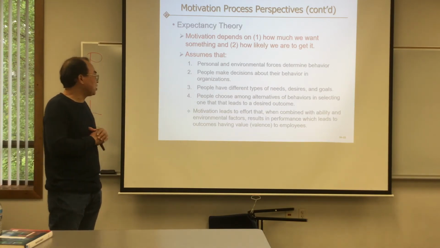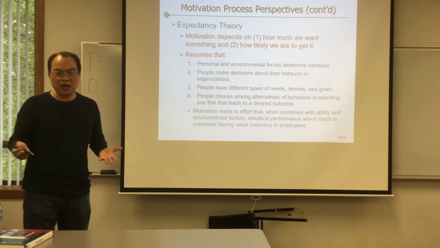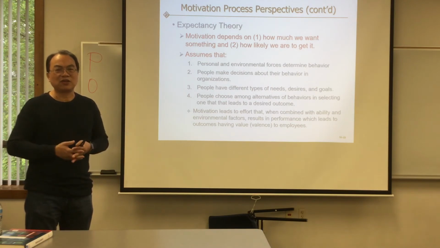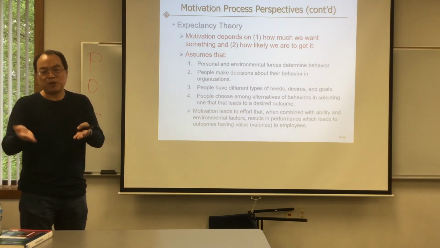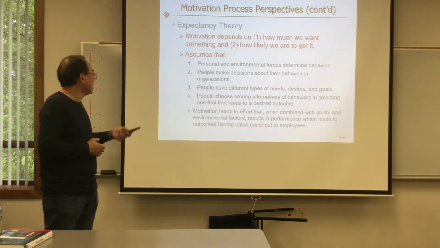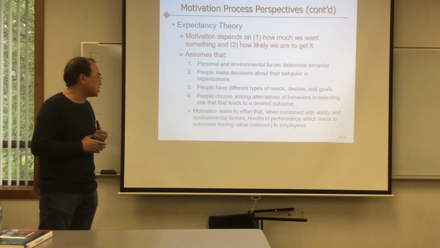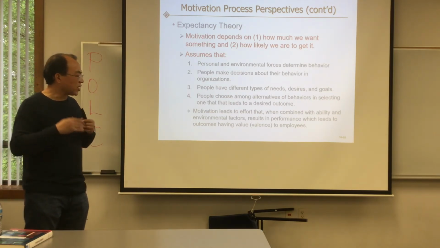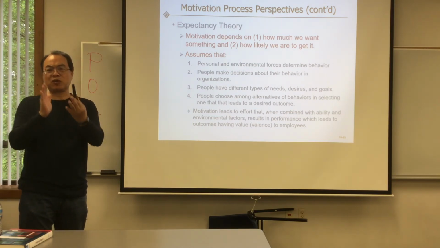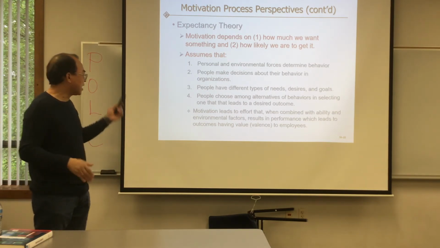But people have different types of needs, desires, and goals, right? Some of you like to have an A, but I know you work like 20 hours a week, and you have like 6 classes total. And then to have a B is not that bad either, right? So anyway, understand, okay? And people choose among alternatives of behavior, selecting one that leads to a desired outcome. So again, people attribute value to that. As I said, some people just want a B because they need to make money on the side, college is very expensive anyway. So that's very important.